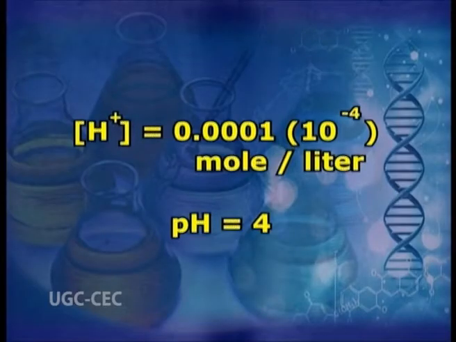For example, a solution with a hydrogen ion concentration of 0.0001, that is 10 raised to minus 4 moles per liter, has a pH of 4. A change of one whole number on the pH scale represents a 10-fold change in the number of hydrogen ions. For example, a pH of 6 denotes 10 times more hydrogen ion than a pH of 7.